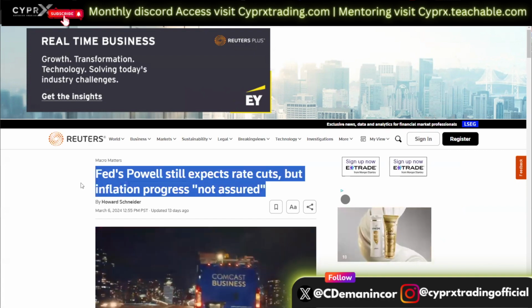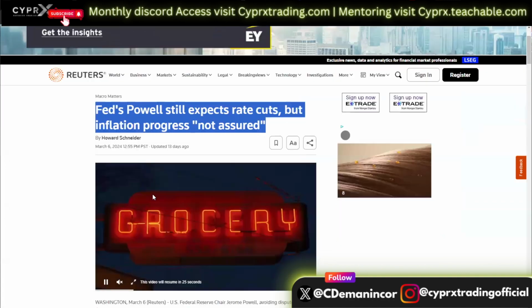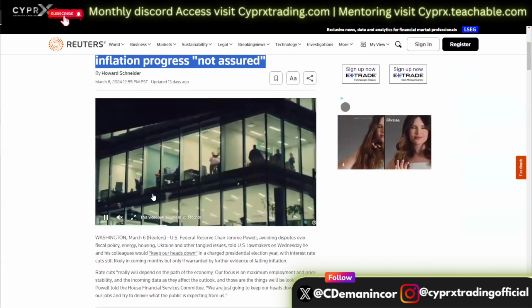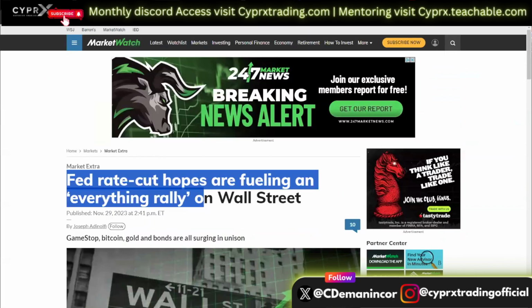So we still need to see some lower inflationary readings before the Federal Reserve can cut rates, but he still put the expectation of rate cuts out there. Again, remember what has been boosting risk assets, fueling hopes that the Fed's going to cut rates. That's what we want to see tomorrow. We want to see a more favorable environment for rate cuts this year from the Federal Reserve.